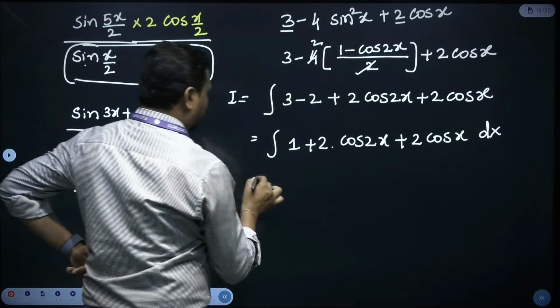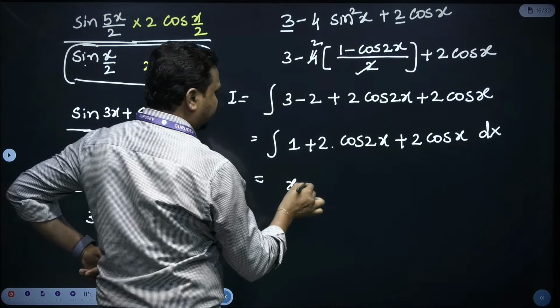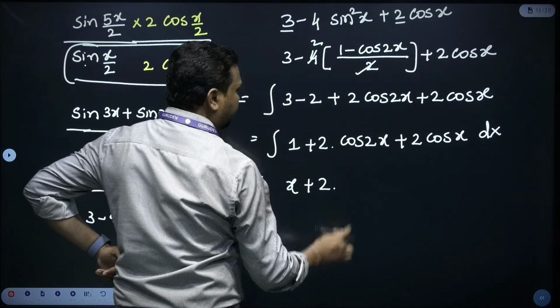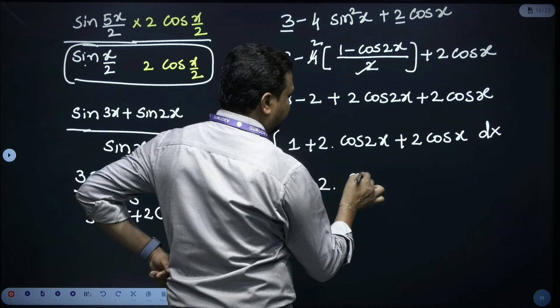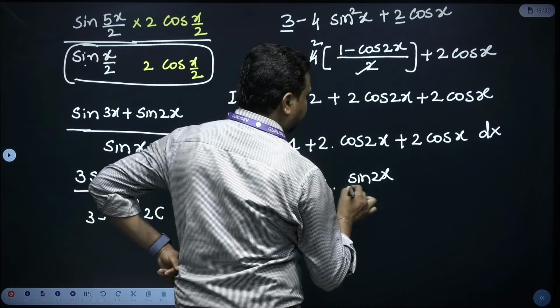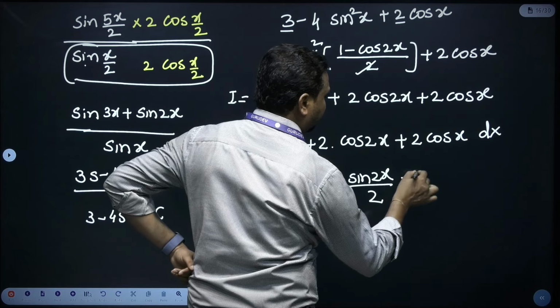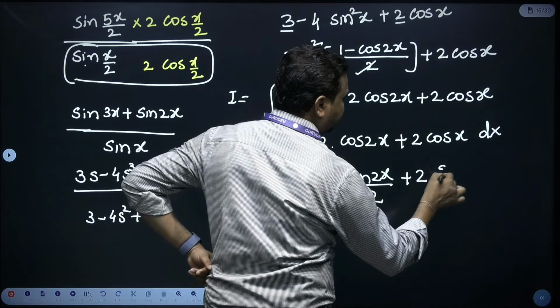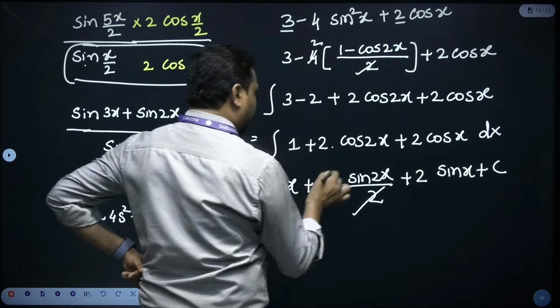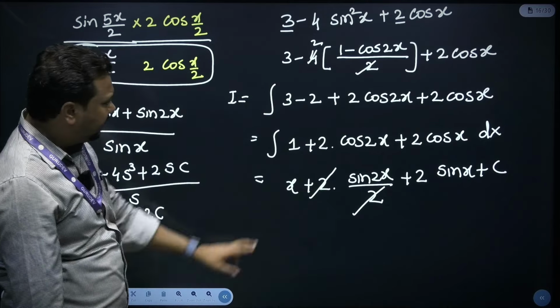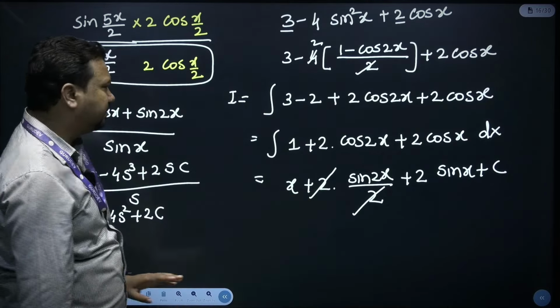Done. Now, what is the integration of 1? x. Plus 2 as it is. What is the integration of cos 2x? This can be written as sin 2x divided by 2, plus 2 as it is. What is the integration of cos x? It is sin x plus c. Therefore, the 2s get cancelled. What should be your answer? x plus sin 2x plus 2 sin x.